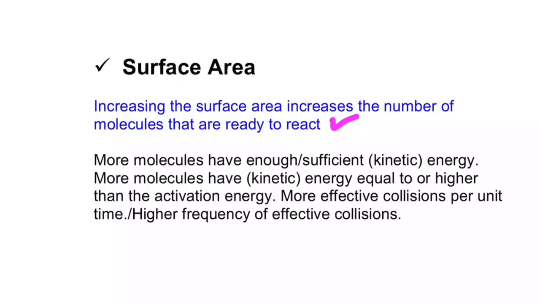I think we can all agree that if you cut food into smaller pieces, the food tends to cook faster, right? We can all agree. But why is that the case? Why does the food cook faster when it is cut into small pieces? It cooks faster because you've increased the surface area, increasing the number of molecules that are ready to react. So your rate of reaction increases, which in turn makes the food cook faster.